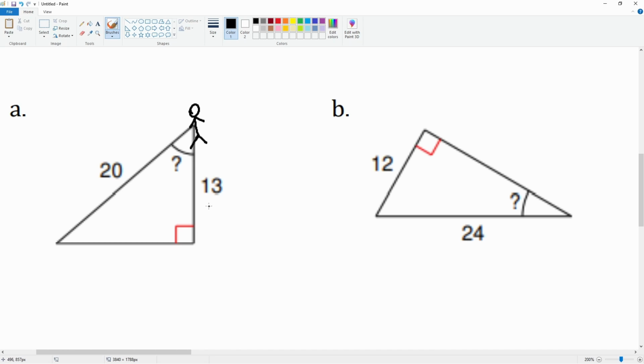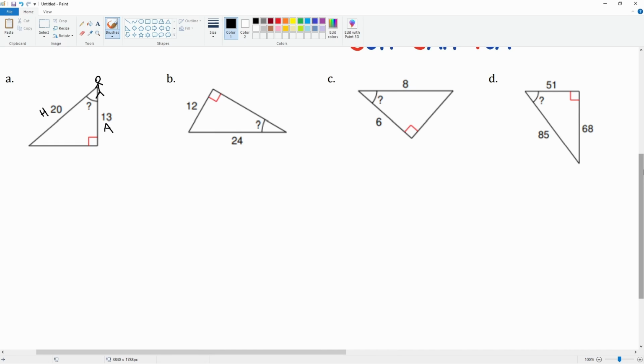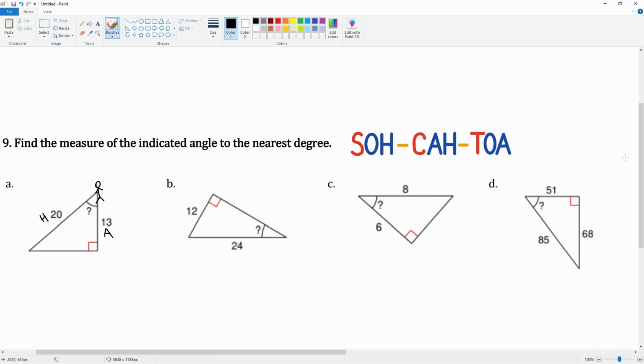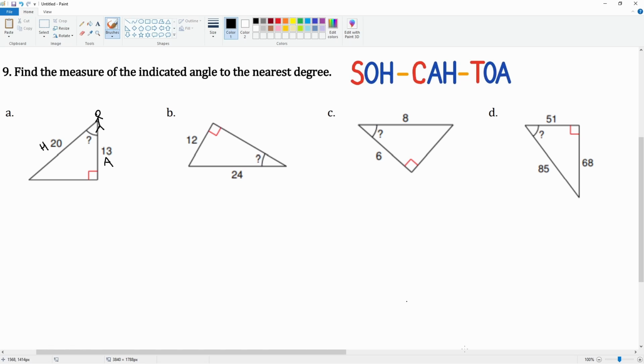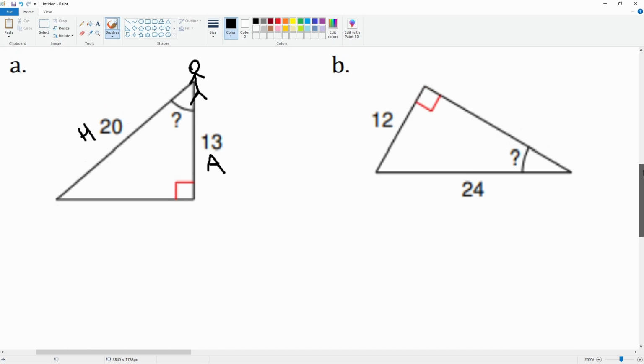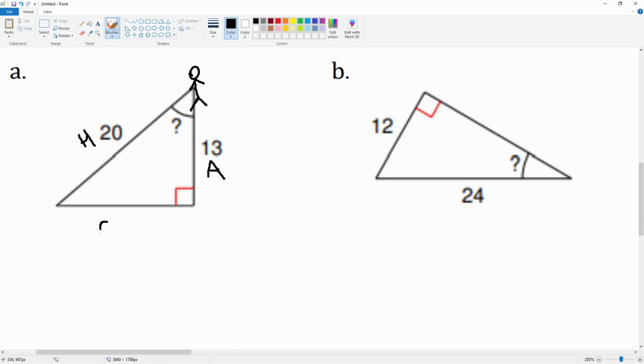Let's label it 13, which is the adjacent, because it's near to that person, and the 20 is the hypotenuse. We know based on our trig ratio, it is cosine, which is adjacent over hypotenuse. So now we can set that up. Here it would be cosine, and we don't know the angle, so we put a question mark, is equal to adjacent over hypotenuse. So cosine of that question mark is equal to 13 over 20.